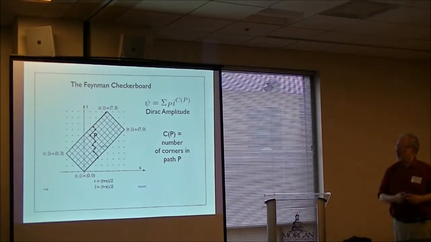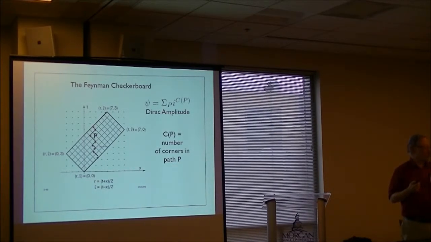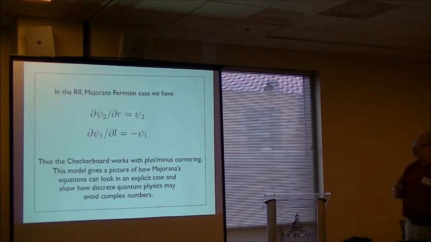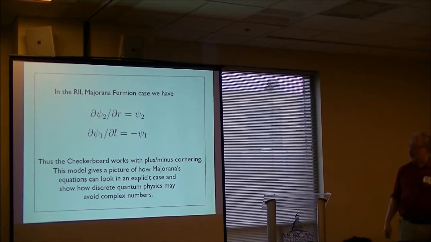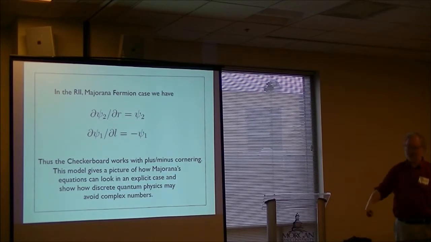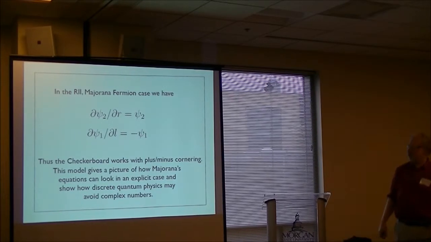And that's where the i happens in the usual Dirac equation when you're in 1 plus 1. But there's another solution to the Dirac equation in 1 plus 1, which is the real one. So here's a real solution, a real differential equation, in the simplest possible form. So this is the simplest Majorana form.